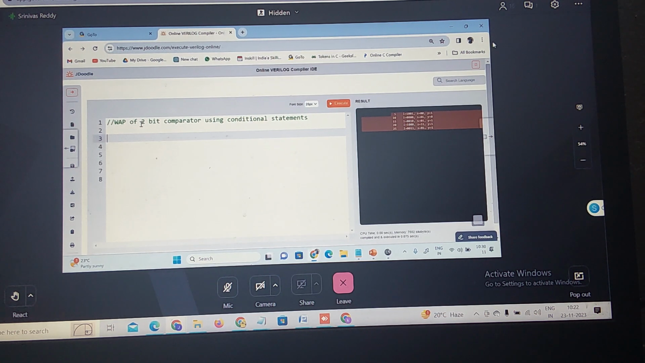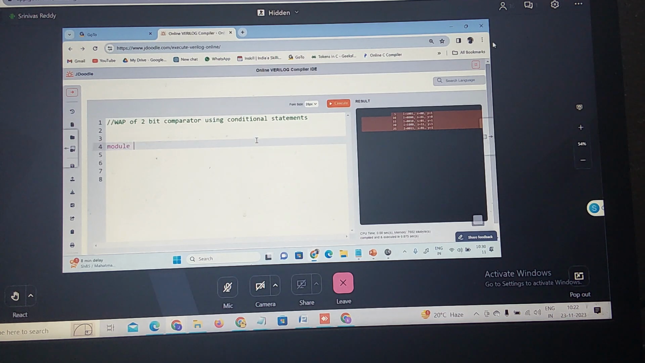Then how to write a program for this? What is a 2-bit comparator? What are the outputs of the comparator? A equal to B, A greater than B, A less than B, 3 outputs, correct? Can you write a program for this using the conditional statements, if statements, if else statement or nested if statements? What do I need to do?